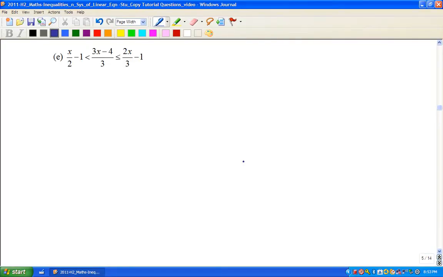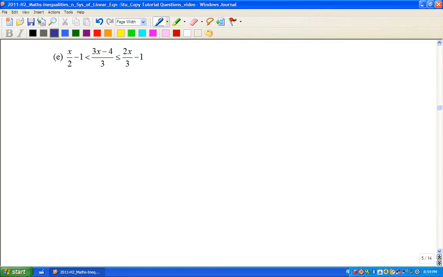In tutorial question 1e, you are now given the following inequality. x over 2 minus 1 is strictly less than 3x minus 4 over 3, which is less or equals to 2x divided by 3 minus 1. Take note that this is actually a pair of simultaneous inequalities written in one single inequality.